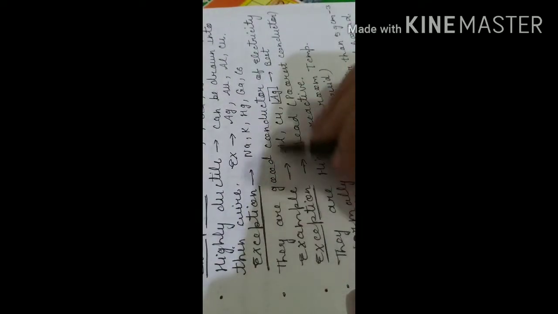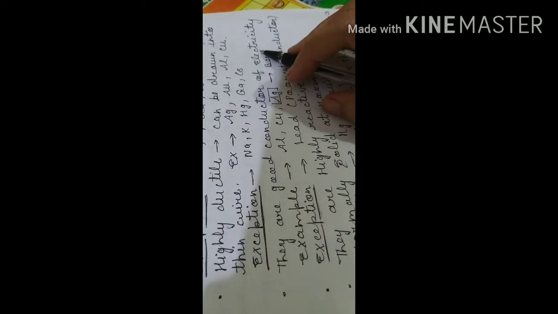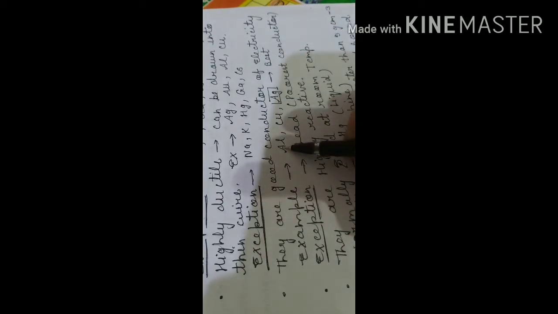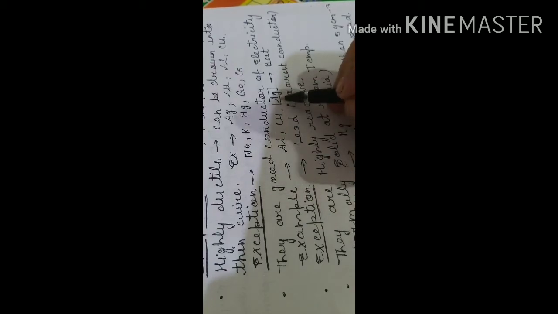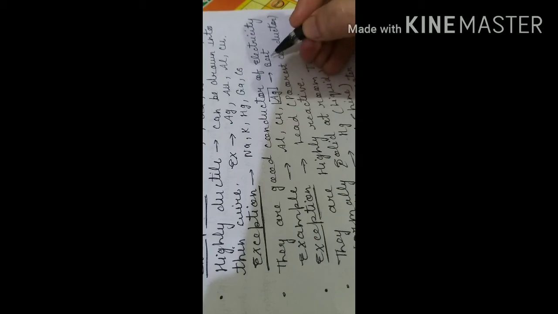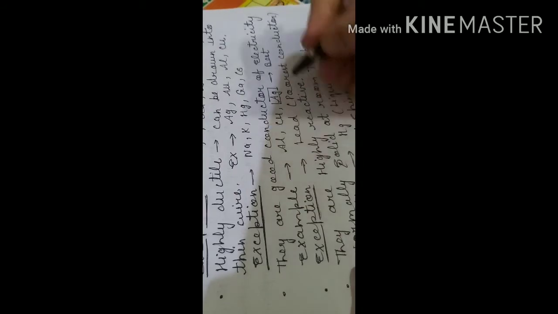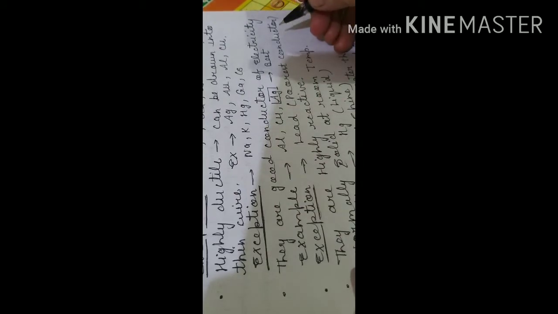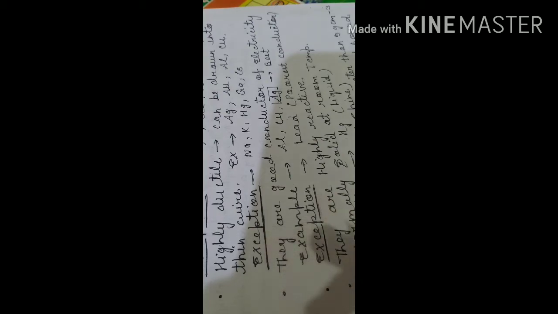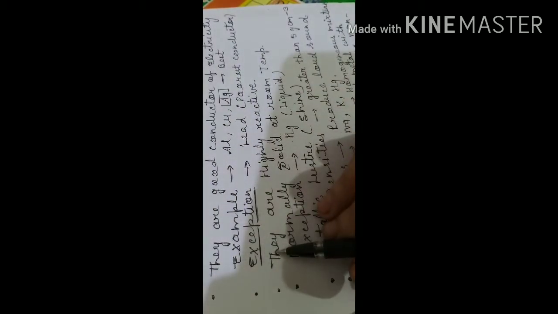Now, they are good conductors of electricity, which we have studied in lower classes. Metals can easily conduct electricity, and examples are aluminium, copper and silver. Silver, which I have highlighted here, is the best conductor of electricity. But again there is an exception: lead is the poorest conductor, which we must know. Exceptions are the metals that do not follow one or two properties of metals but still come in the category of metals.